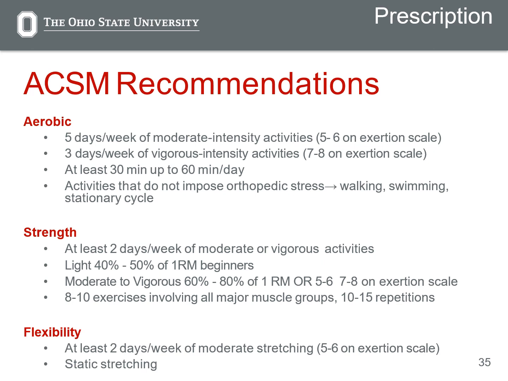So again, snapshot for the recommendations: aerobic, 5 days a week of moderate intensity activities. We'll look at that as 5 to 6 on a 10-point exertion scale. 3 days a week of vigorous intensity for aerobic, which would be 7 to 8 on a 10-point exertion scale. Again, duration being 30 minutes up to 60 minutes a day, or that combination of moderate and vigorous, right? These activities shouldn't impose orthopedic stress. Walking, swimming, stationary cycle are good examples.